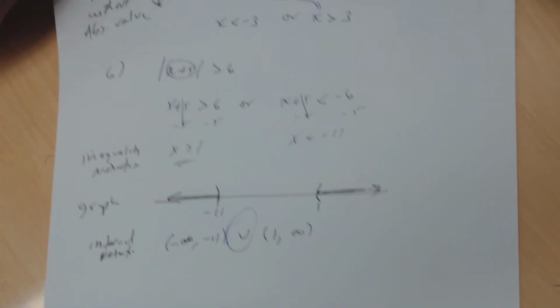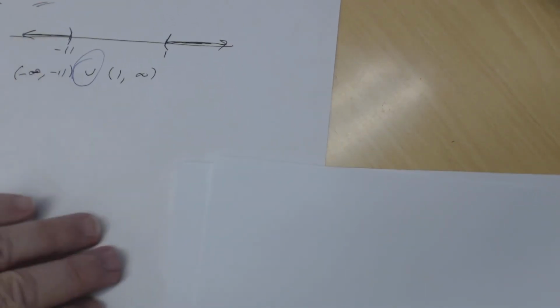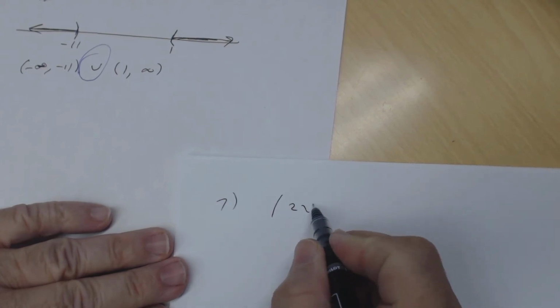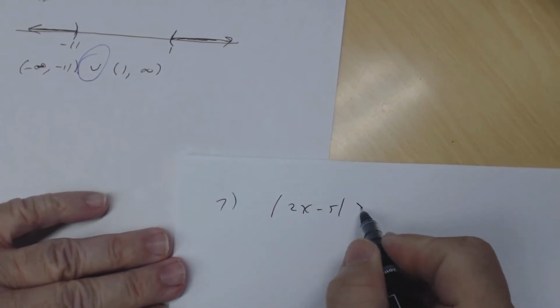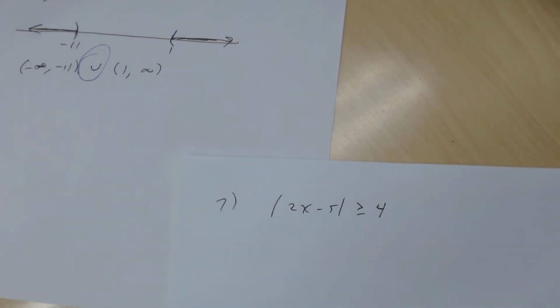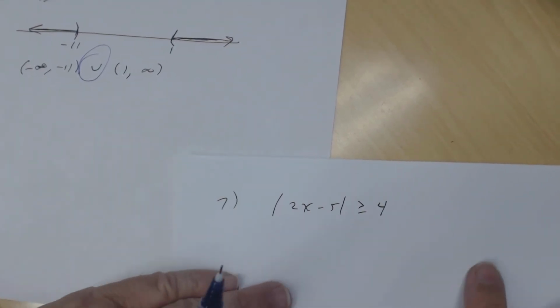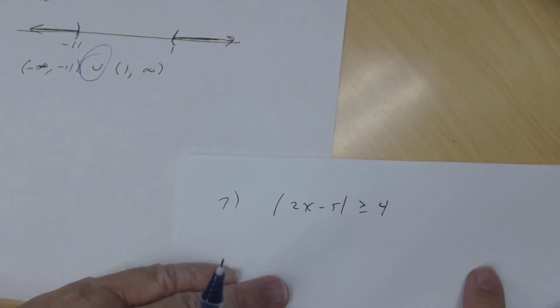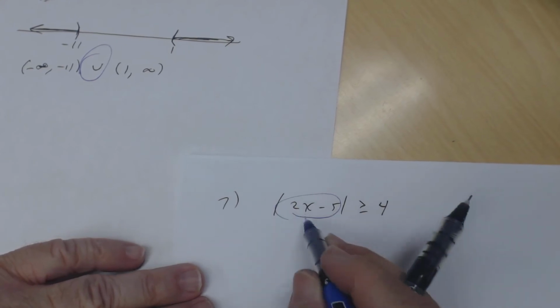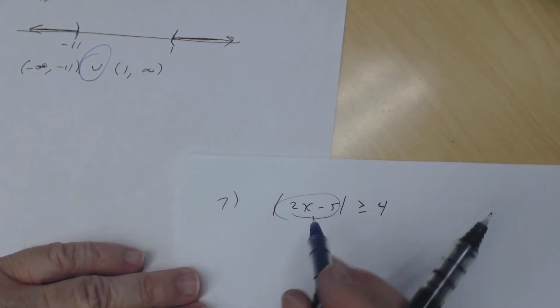Okay, number 7, suppose you had the absolute value of 2x minus 5 is greater than or equal to, let's say, 4. The absolute value of 2x minus 5 is greater than or equal to 4. All right, so it's a greater than this time. So again, two separate intervals, two separate statements. The first one, we're going to rewrite it without absolute value bars.